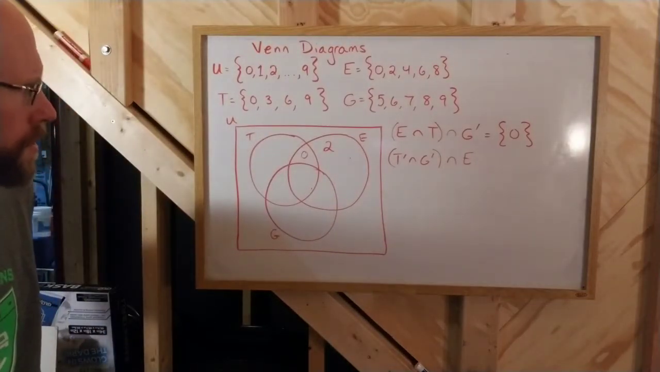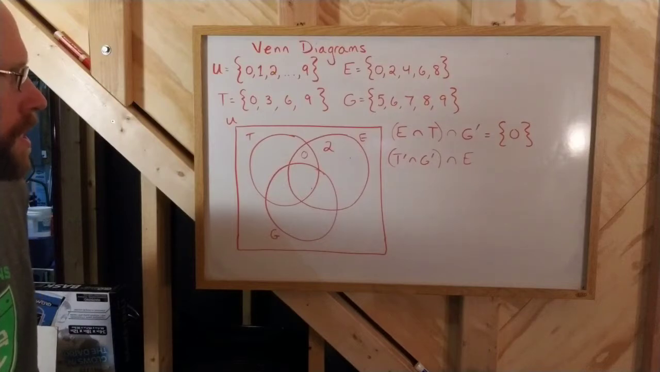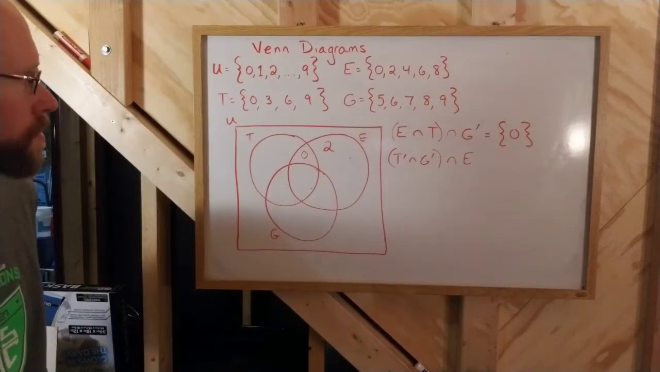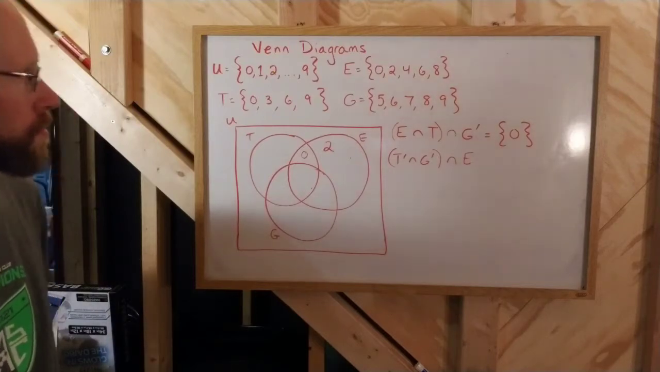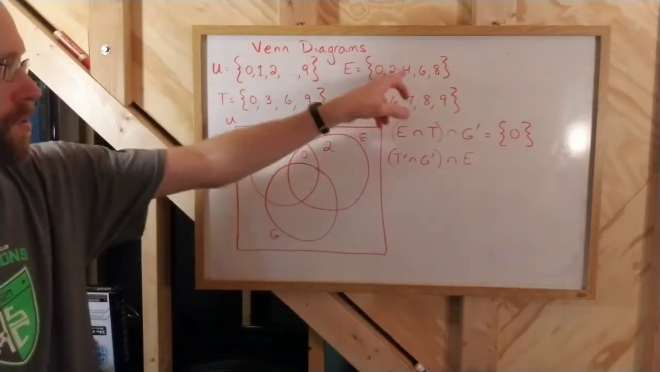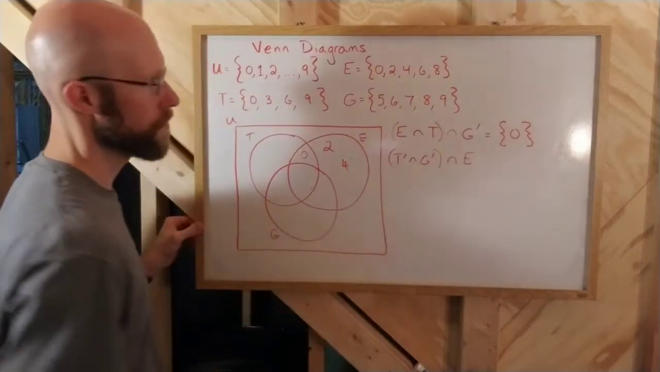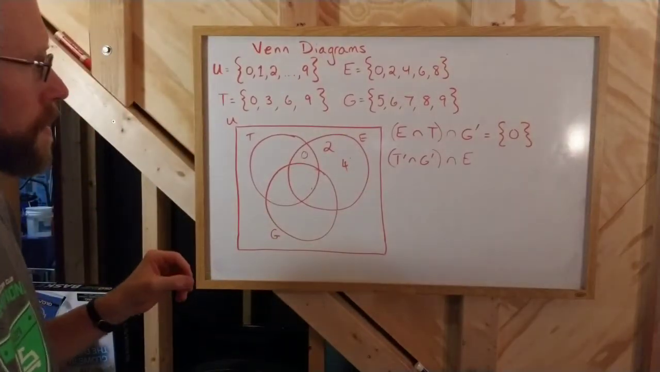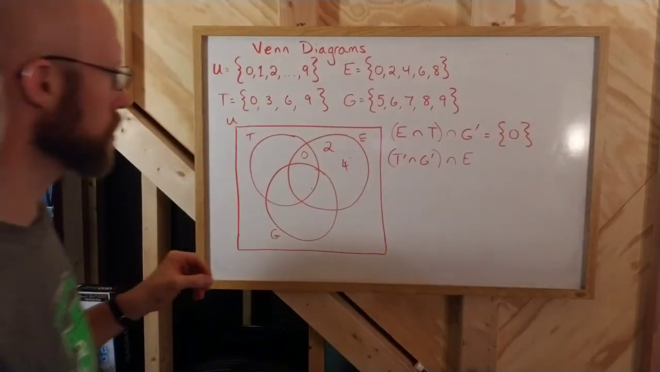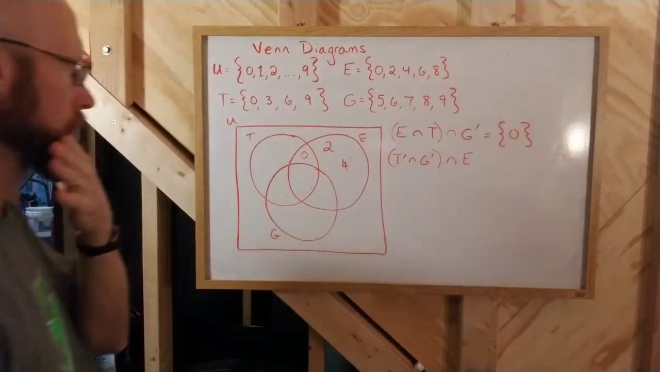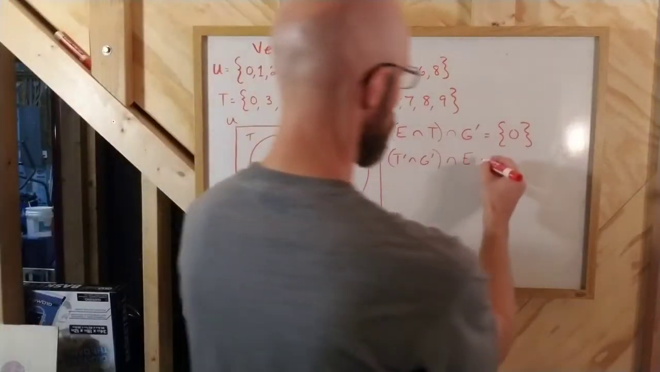What else is in there? Is there anything in E that's not in the other two sets? 4. Right? 4 is not a multiple of 3. It's also not greater than 4. So 4 would be in that set. And that is it. Yeah. So it's 2 and 4.